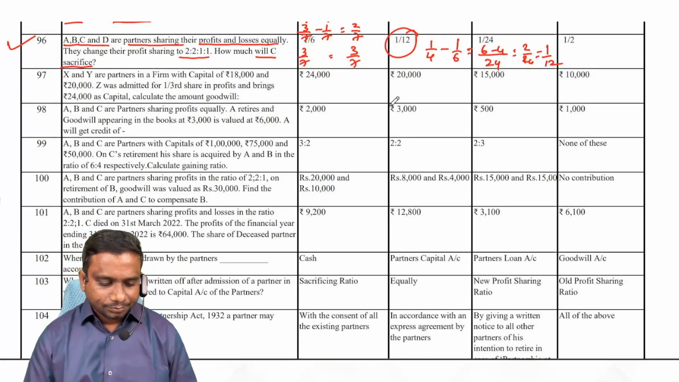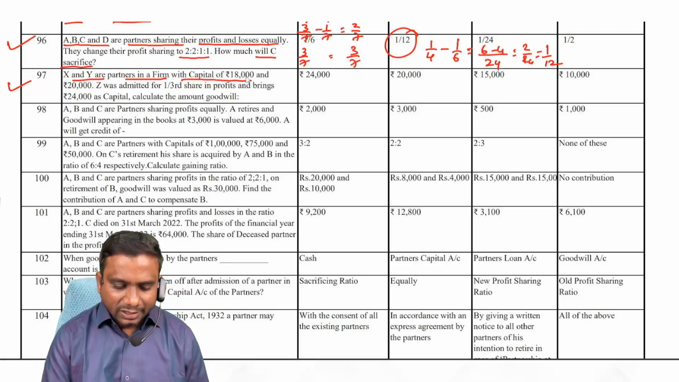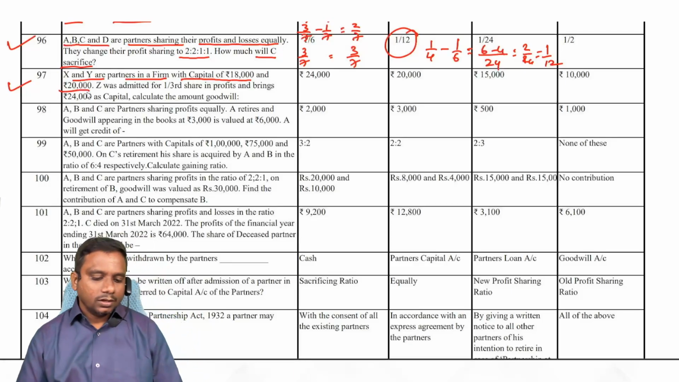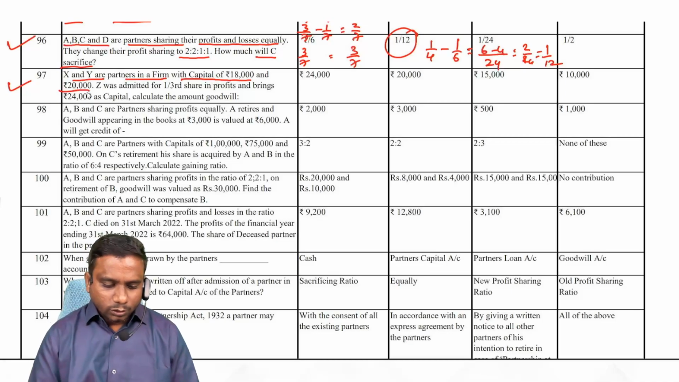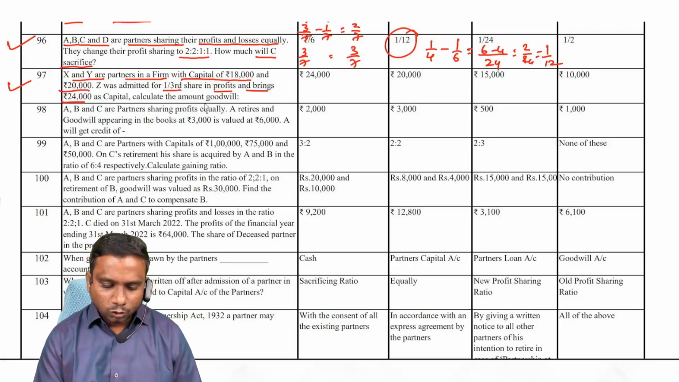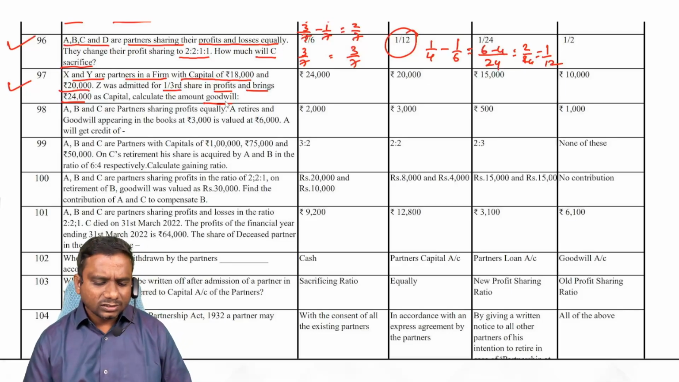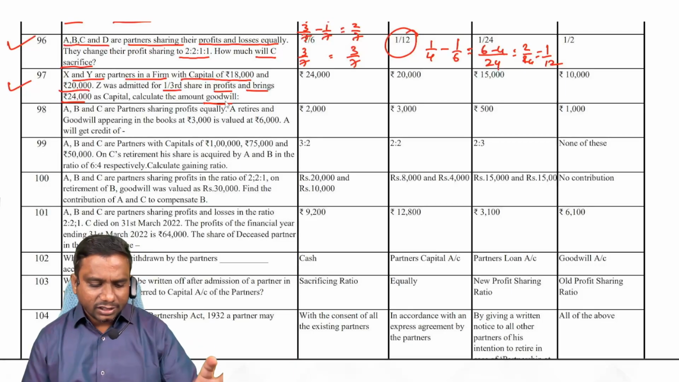Next one, 97. X and Y are partners in a firm with capital of 18,000 and 20,000. Okay, Z was admitted for one third share in profits and brings 24,000 as capital. Calculate the amount of goodwill. Simple. Here we calculate hidden goodwill, student. Why? Because X share is given, Y share is given.